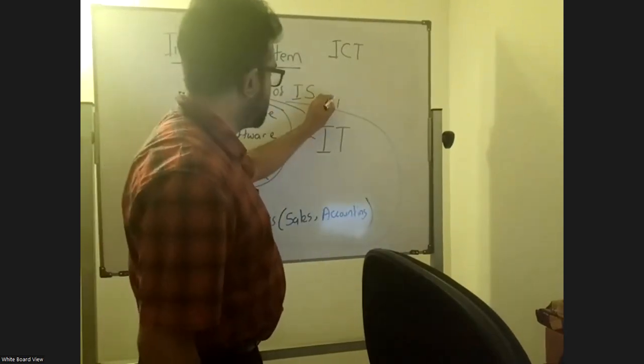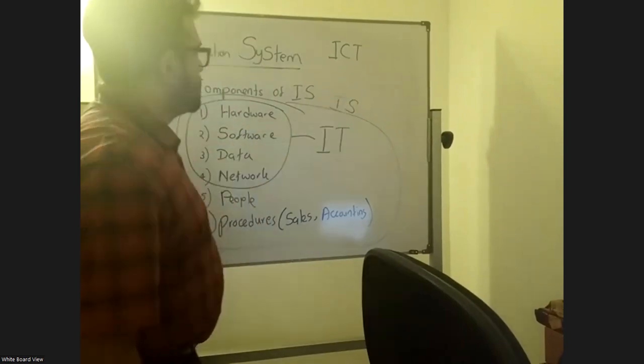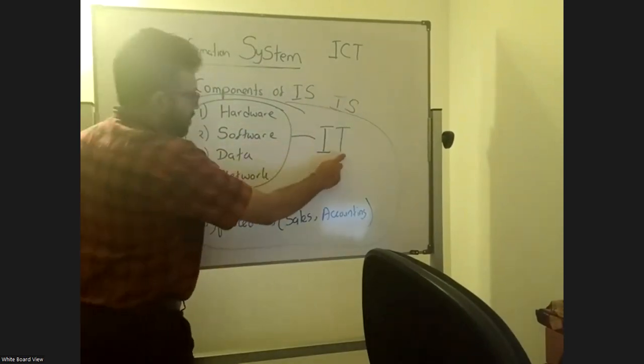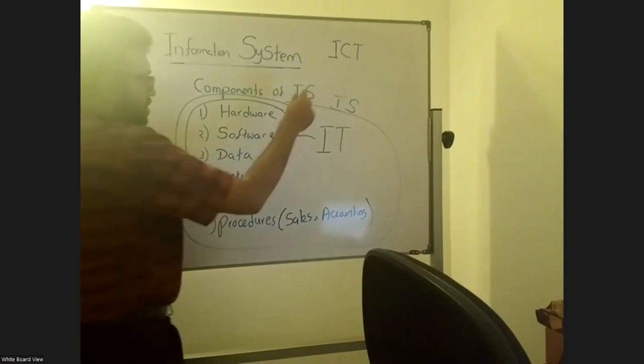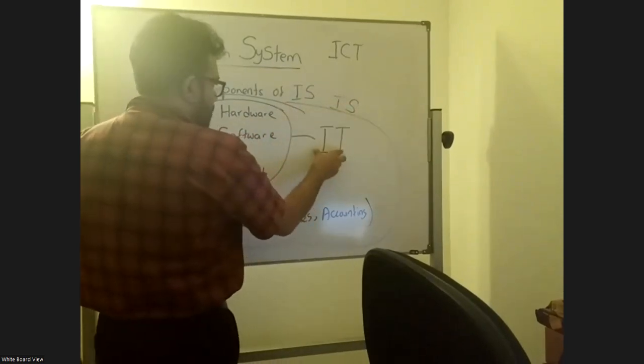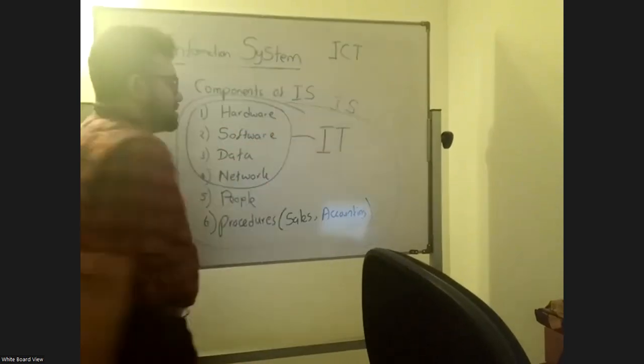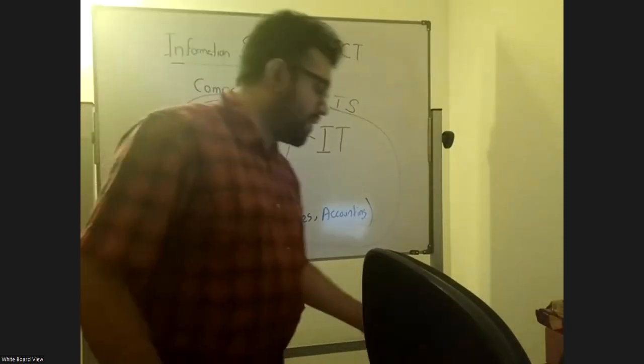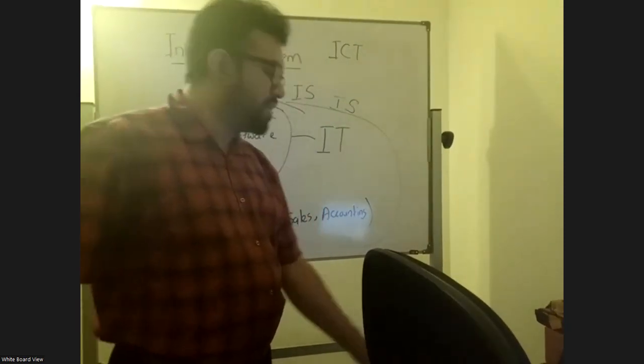That is the information system. So this is information technology. So we can say information technology is a part of information systems because it has a wider scope. But in some books it says the other way around.